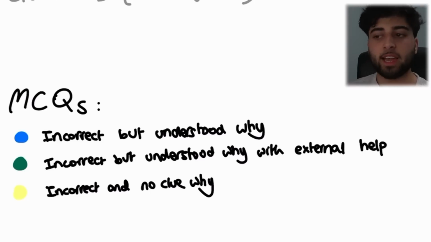So sometimes I'd get a question wrong, but I'd understand exactly on the spot, oh yeah, I made a silly mistake here, I should have put this one, and so that's what this blue one here means. But sometimes I might get a question wrong and I have to search online why I got that one wrong, and then I understand that question. That's where I put the green one. And yellow is I didn't understand the question, then even after getting it wrong I still don't understand the question.